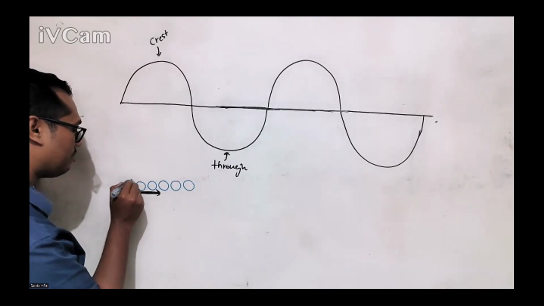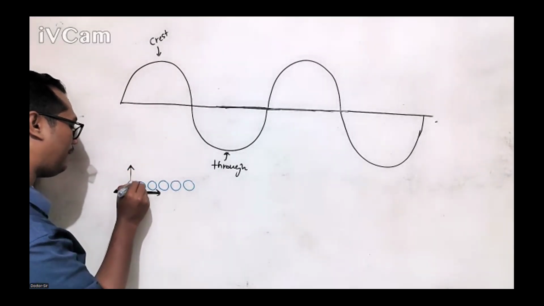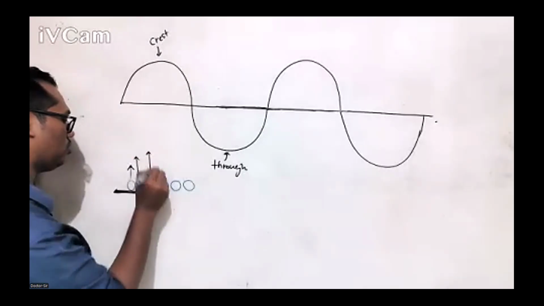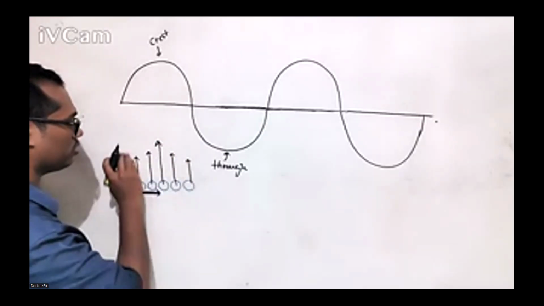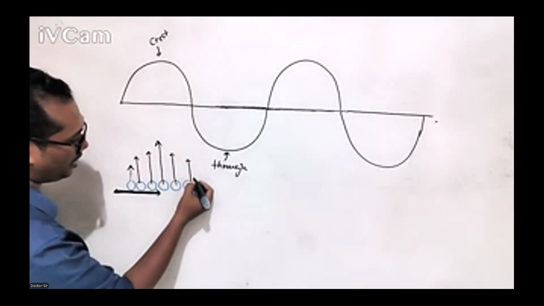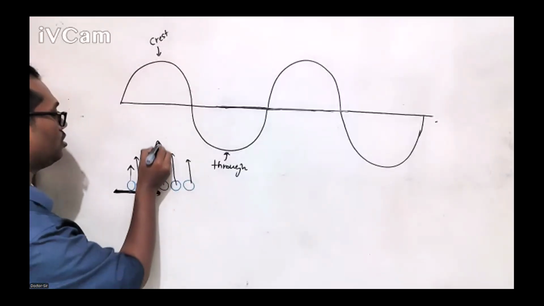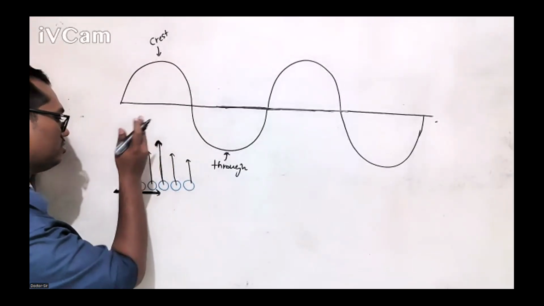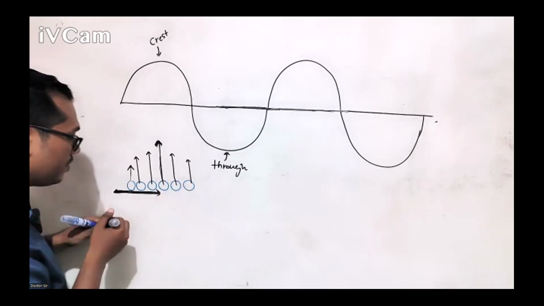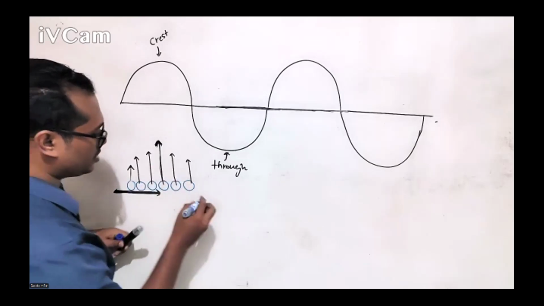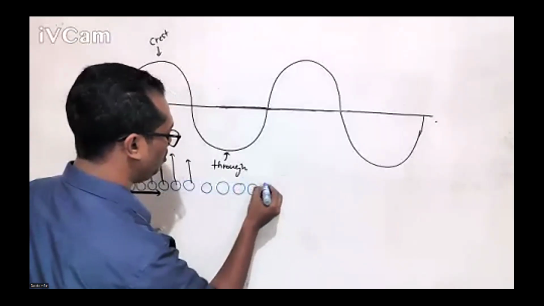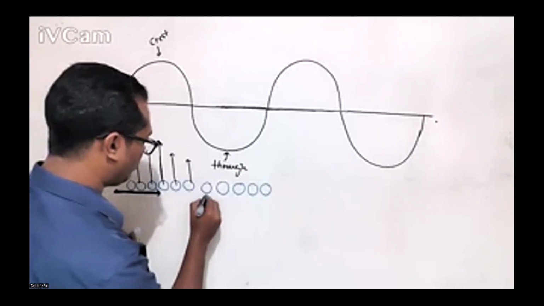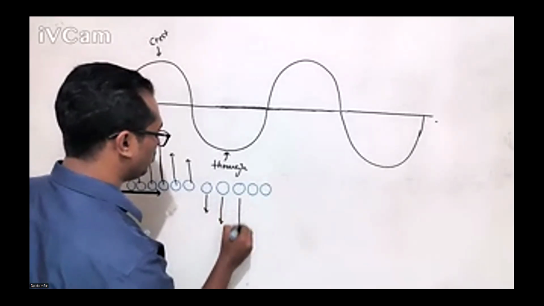So that means some molecules will go up. Some will go more up, some will go a little bit medium height, some will go very high. Then some molecules will go downwards. So these things will create the crest and trough, right?